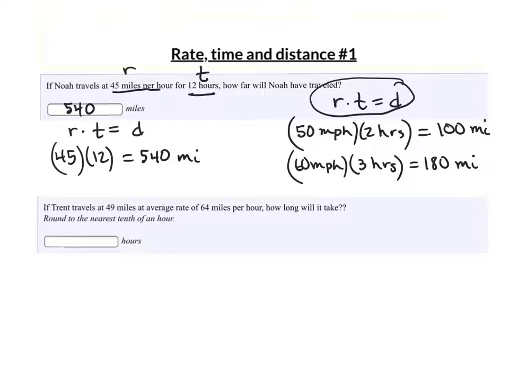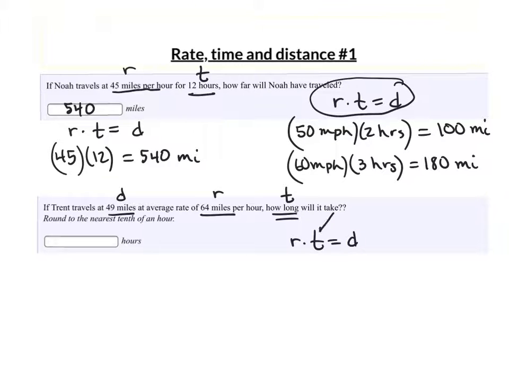This next one's a little trickier. They give you the miles, the distance, and they give you the rate, 64 miles per hour. How long will it take? How long is time? So we're looking for time here. We know that rate times time is distance.